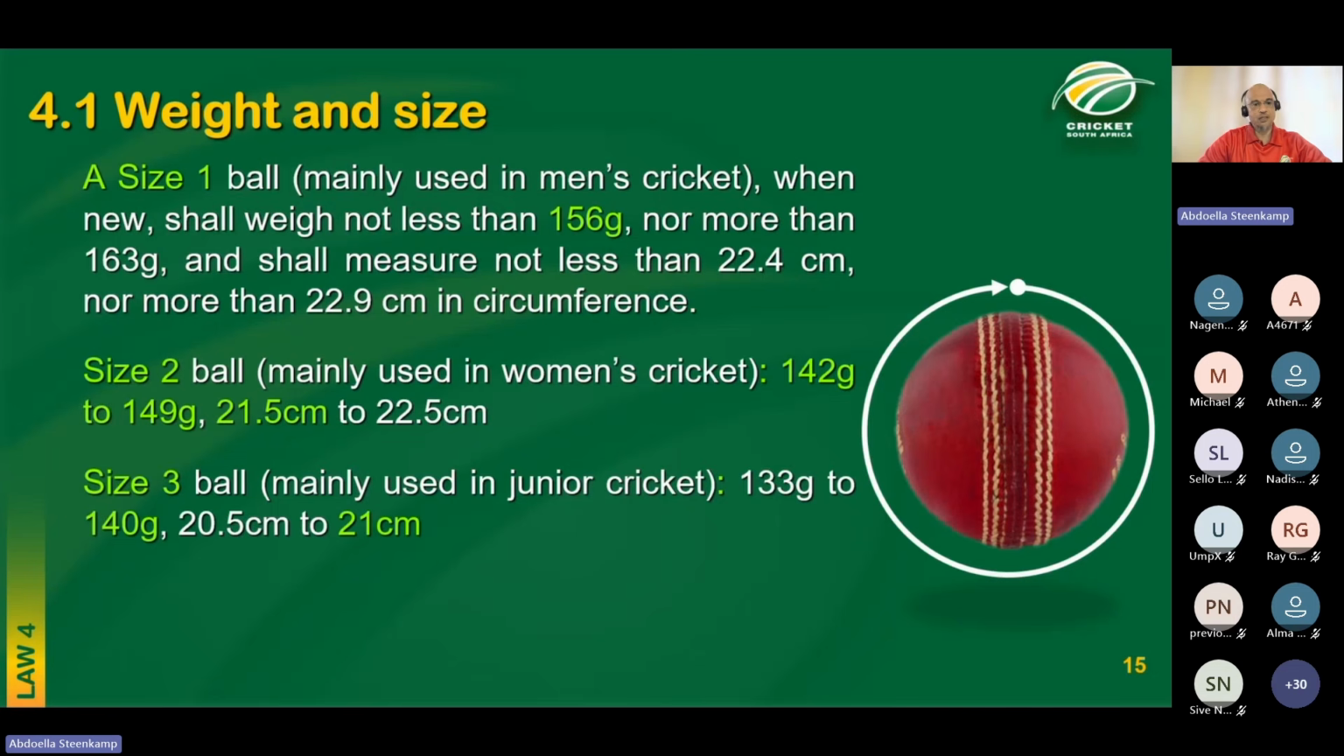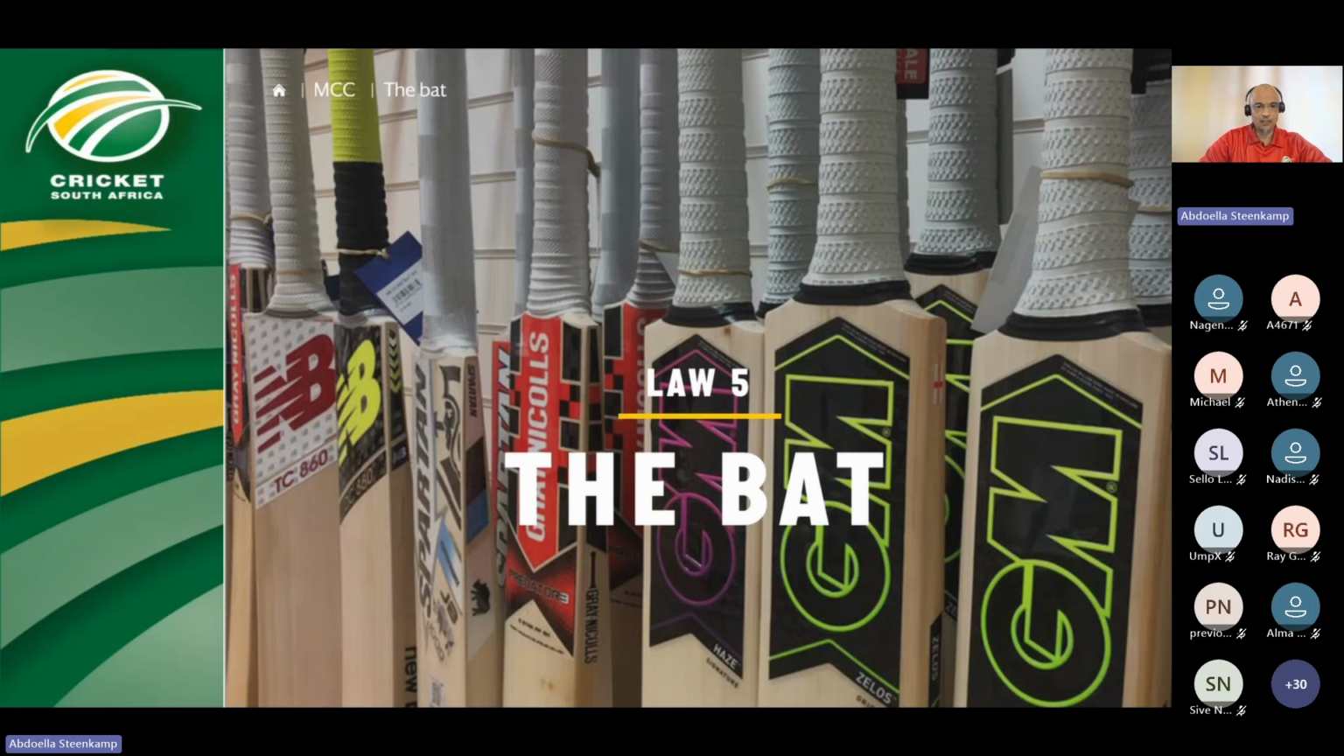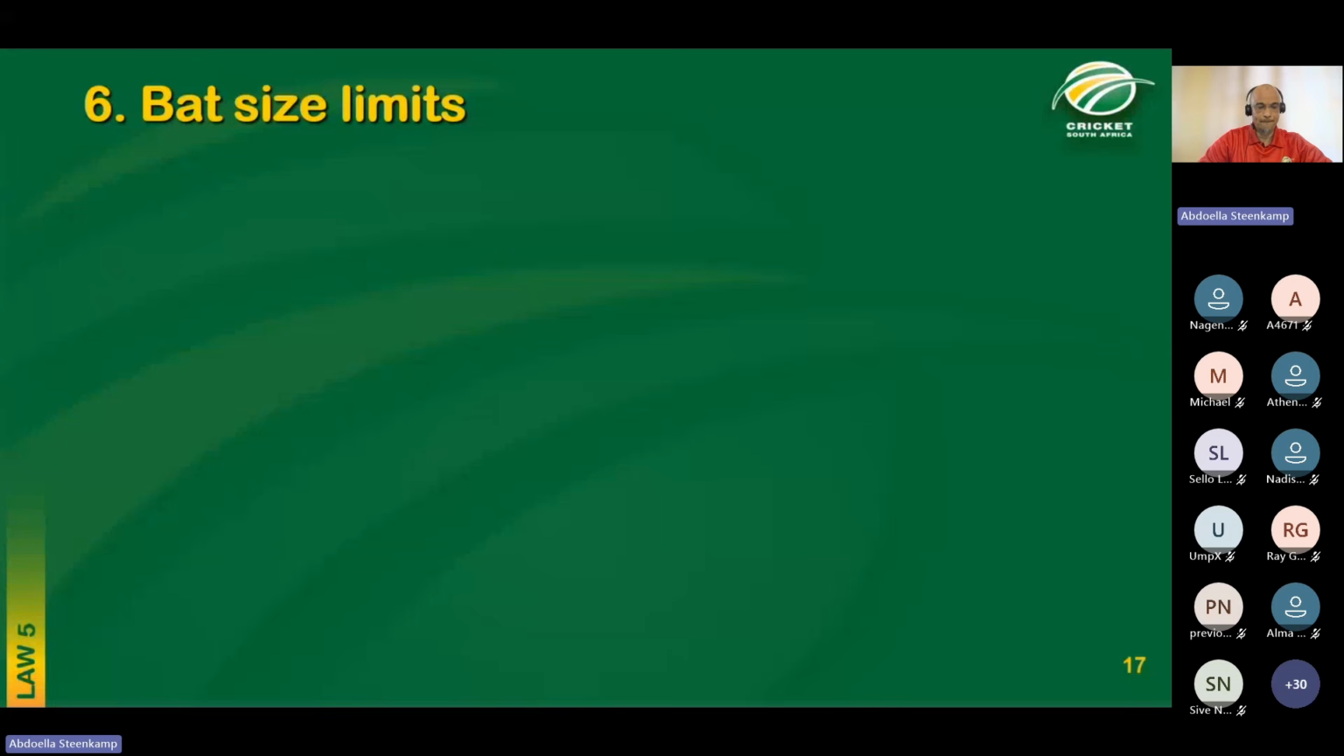Size 2 balls are mainly used for women's cricket. They also have a min and max: min of 142 grams, max of 149, and the circumference min of 21.5 and max of 22.5. And now for junior cricket, size 3 balls: min of 133, max of 140, and the circumference min of 20.5 centimeters and max of 21 centimeters.